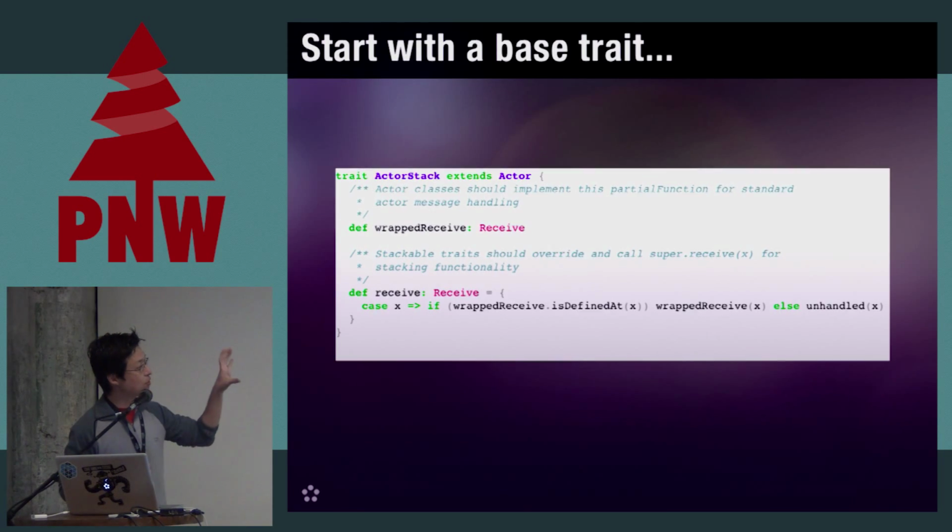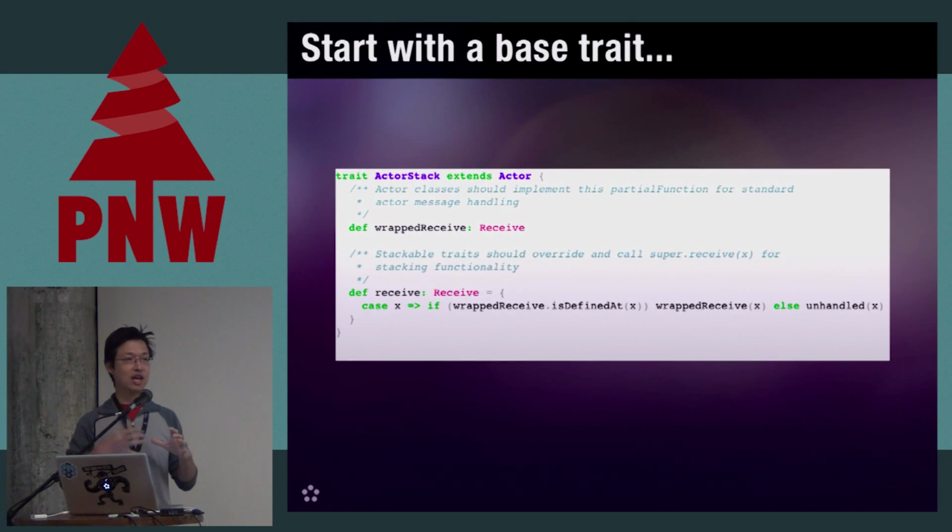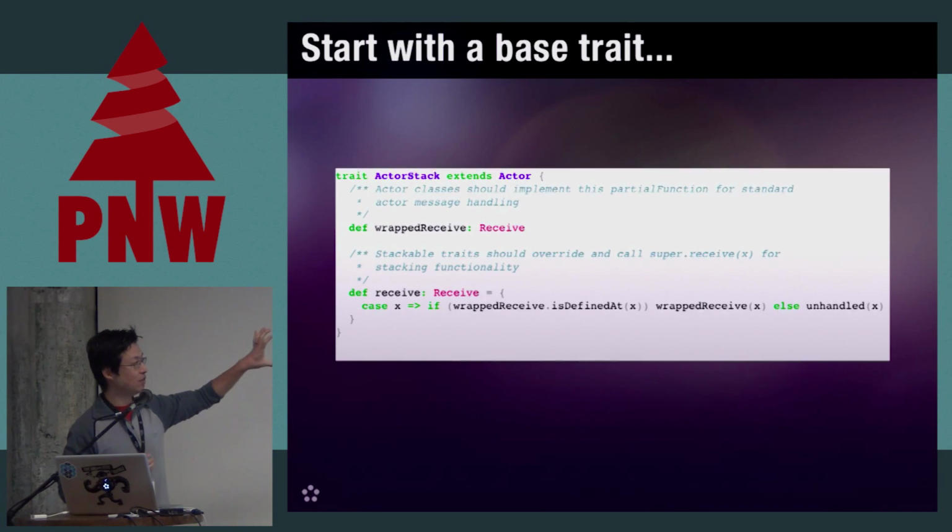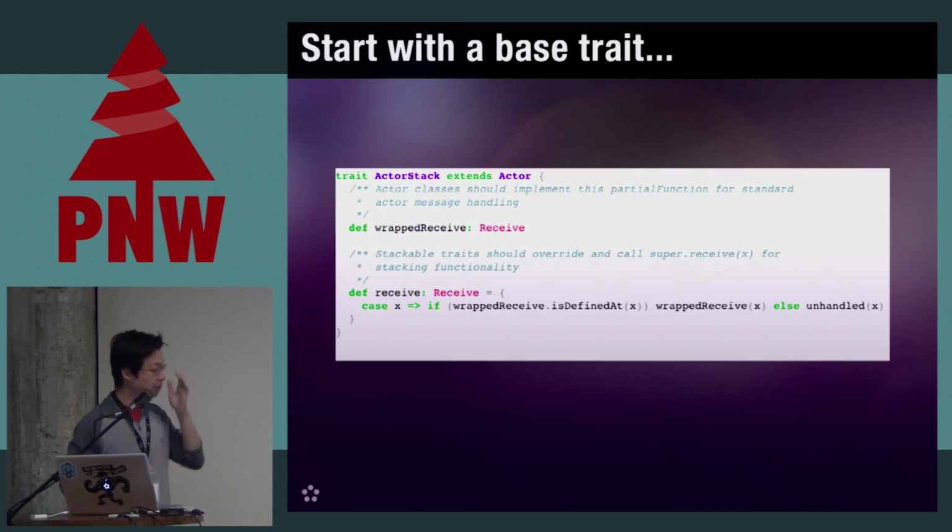let's say that I have a base trait. What this base trait does is, I call it ActorStack. There's really just two components to it. One is called wrapReceive, which is that I've moved the receive block of actor classes to a second method, I just renamed it essentially to something called wrapReceive. And then the traits that modify the behavior of the receive block are going to sit in the regular receive, and you'll see how this works in a second.